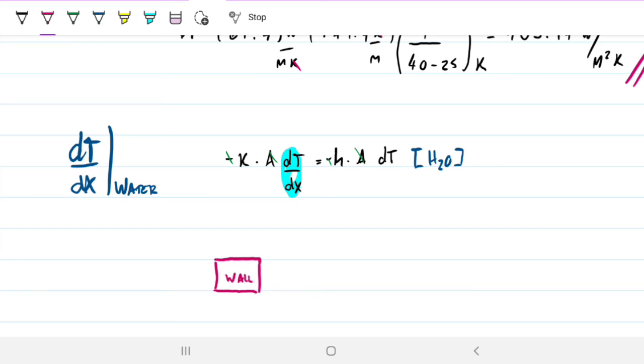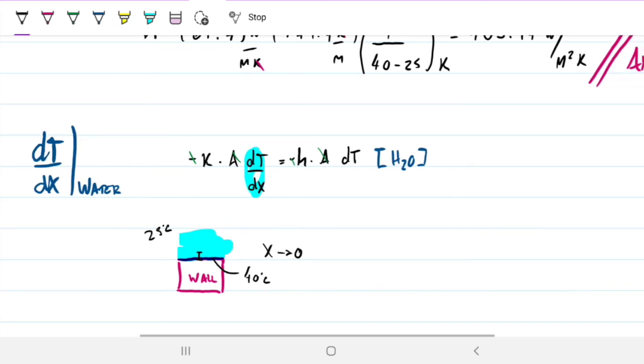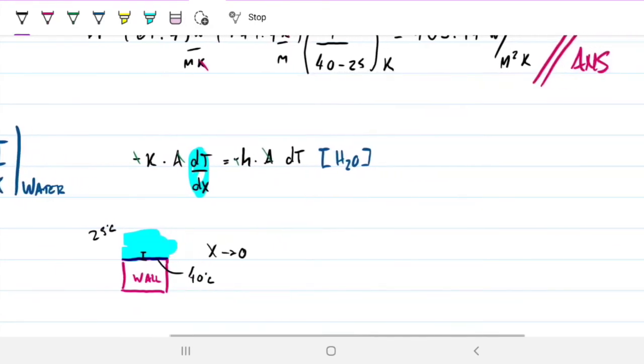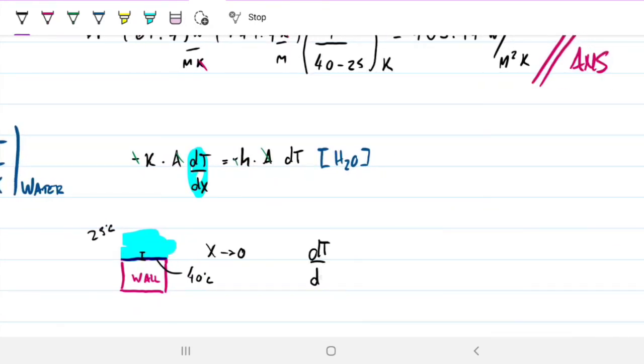So this is my wall, and then we have water here on top, right? And what do we have there? We have 25 on the outside, and we have 40 right there on the surface. So my gradient is going to be the difference in temperature from this 40 to this 25 over this very, very small space that is x tending to 0, right? And you can see, like beforehand, that as x goes to 0 in dT/dx, my dT/dx should be tending towards infinity. So we should expect a very large number here, right?